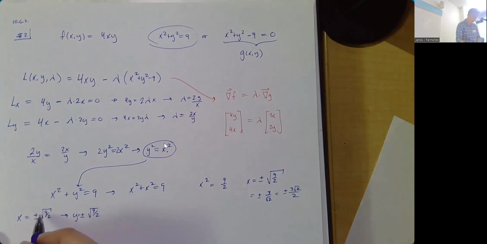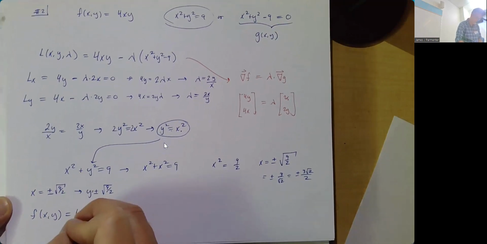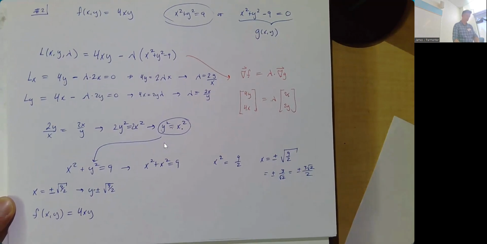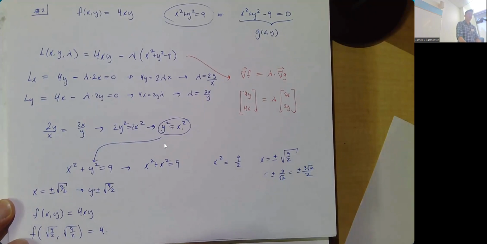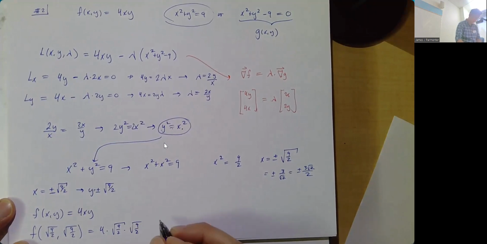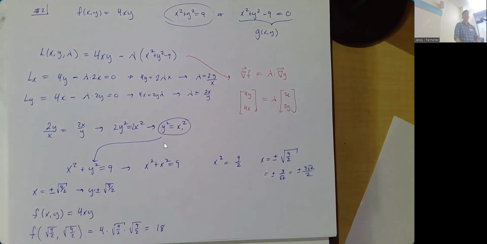If I plug in, sure. So I will just point out that f of x, y is 4xy. So this is actually going to turn out pretty nice. If they're both positive, so root 9 over 2, comma, root 9 over 2, I'm going to get 4 times the square root of 9 over 2 times the square root of 9 over 2. So that's going to be 4 times 9 over 2, which is 18.